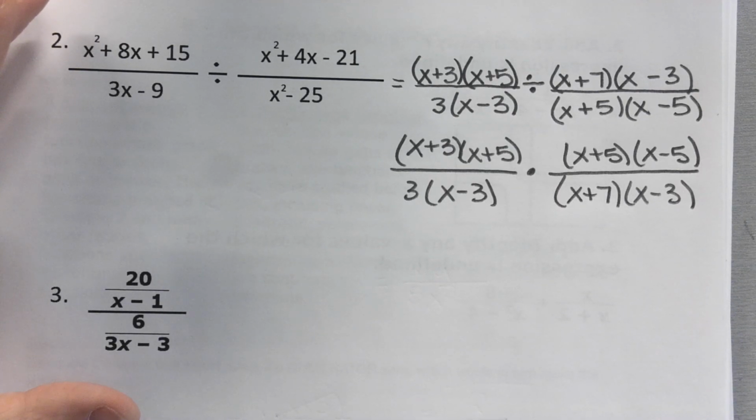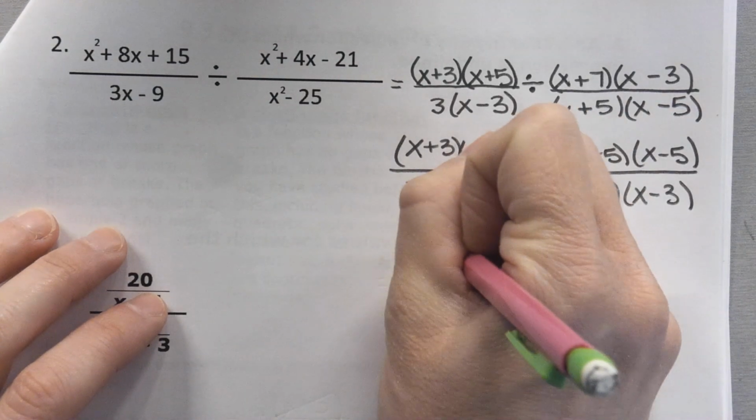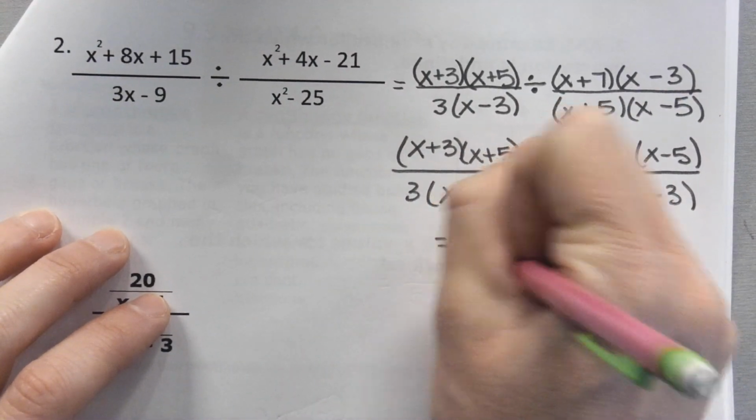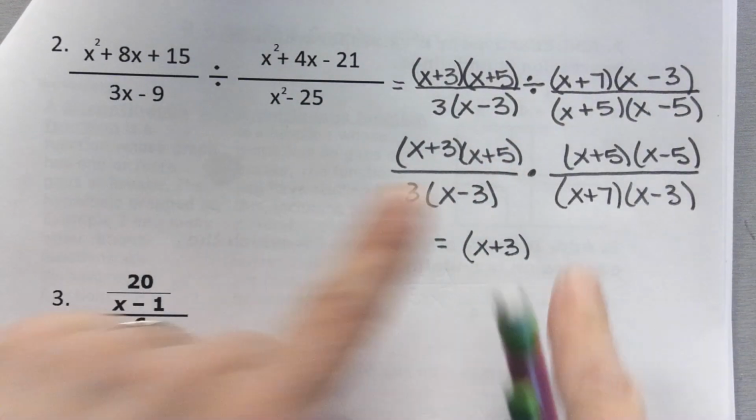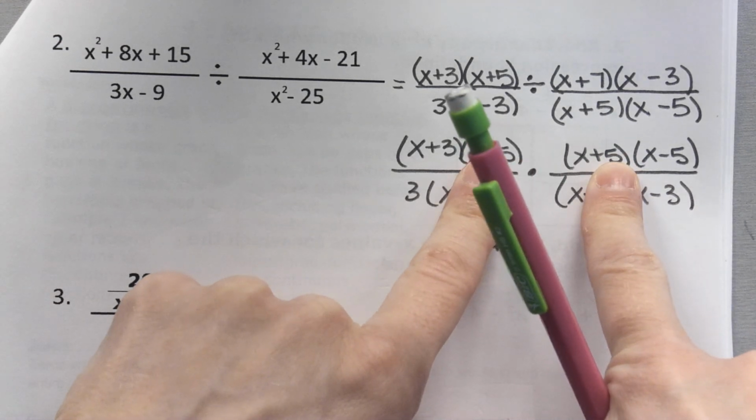So what can cancel? No, the x minus 3's can't cancel anymore because they're both in the same spot. Can anything cancel? It doesn't look like it. Okay, so we're just going to condense all this down together. So in the top, we have x plus 3. Do you see how I have 2 of these?